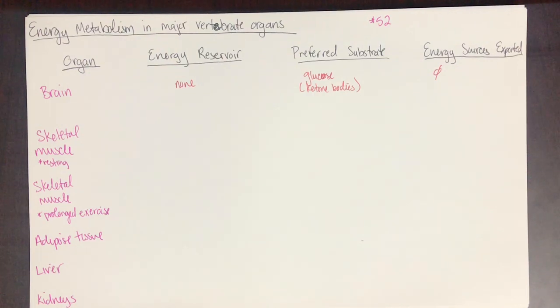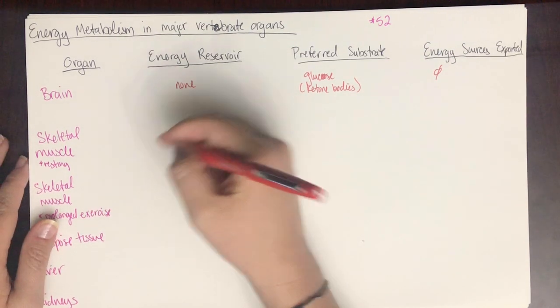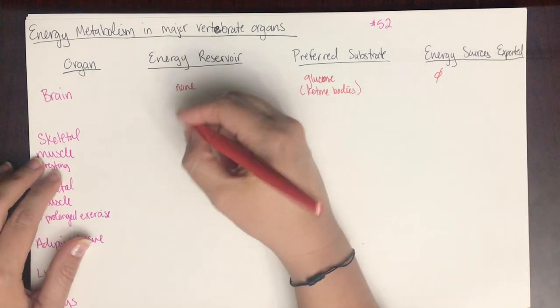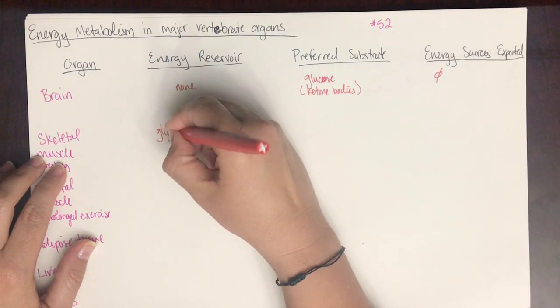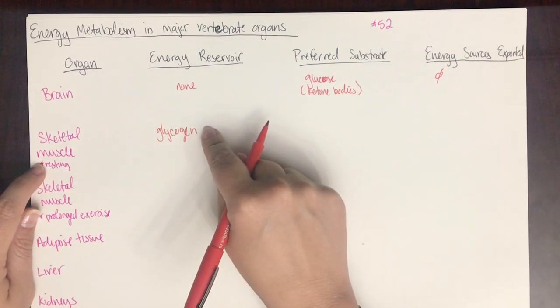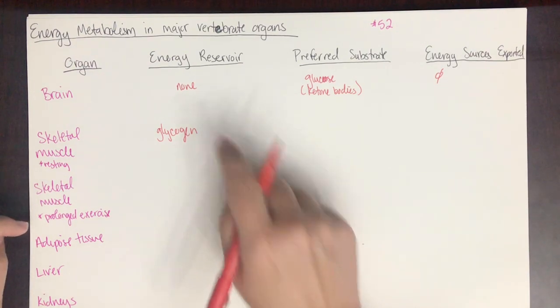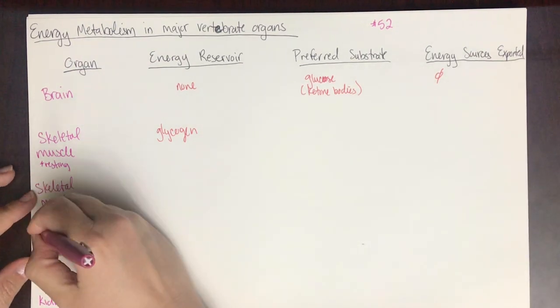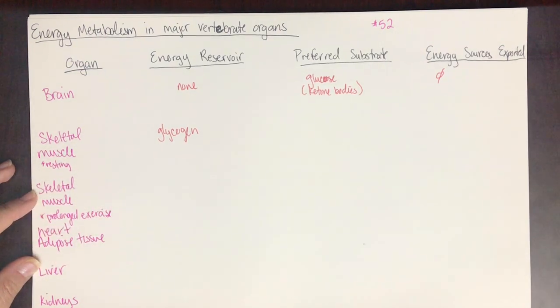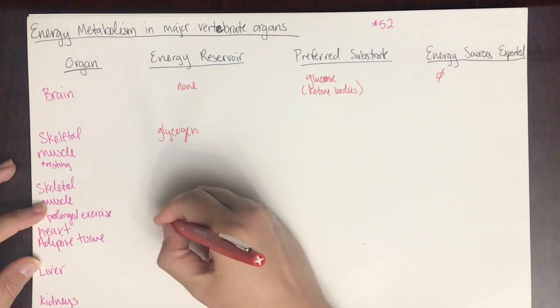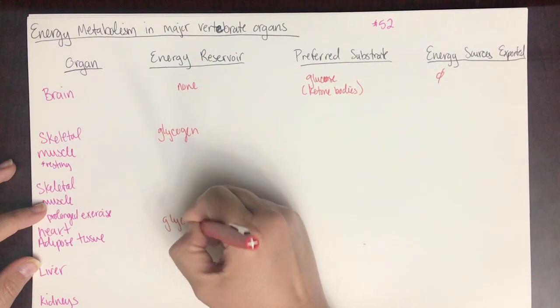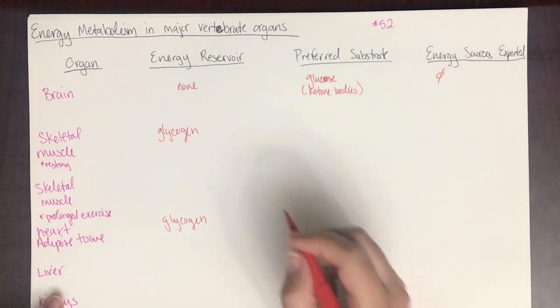So let's talk about skeletal muscle. So there's two situations here. There's resting and then prolonged exercise. So resting skeletal muscle, this is where our glycogen is stored. Glycogen is stored in our skeletal muscle. It's also stored in our heart. Oops, I forgot heart on here. I'm going to put heart. It's also stored in our heart and used for energy, and in our liver.